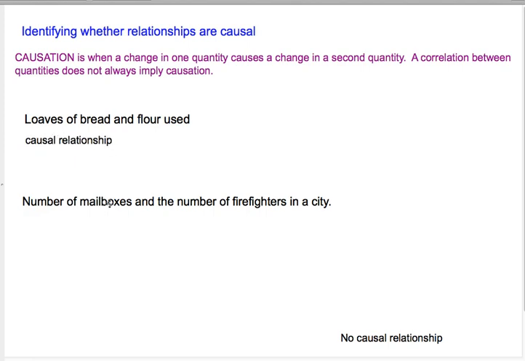Okay. Now let's think of a city, and in that city we have mailboxes and firefighters. Certainly there would be a positive correlation between the number of firefighters in a city and the number of mailboxes, because the more people, the more houses, the more firefighters you're going to need to put out fires in that area. So there's a positive correlation there. However, if you build more mailboxes, that doesn't mean you're automatically going to get more firefighters. So that's not a causal relationship, but it is a positive correlation.